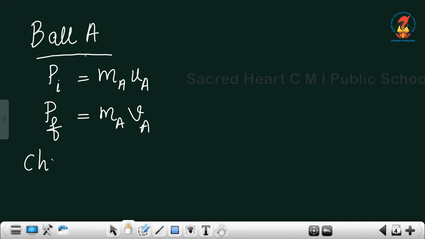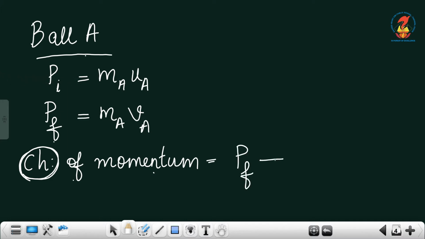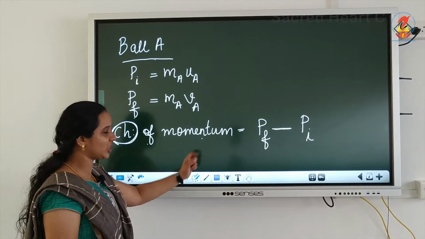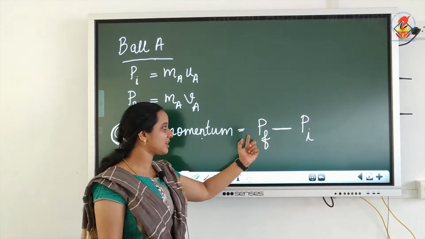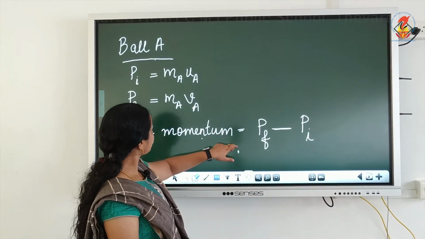Now, let us see what is the change of momentum for ball A. To find change we need to subtract the momentums, that is final momentum minus initial momentum. So, PF minus PI. Since we are finding a change in momentum, we need to subtract the initial momentum from the final momentum.